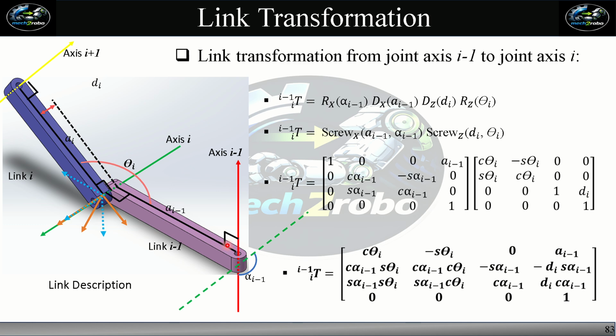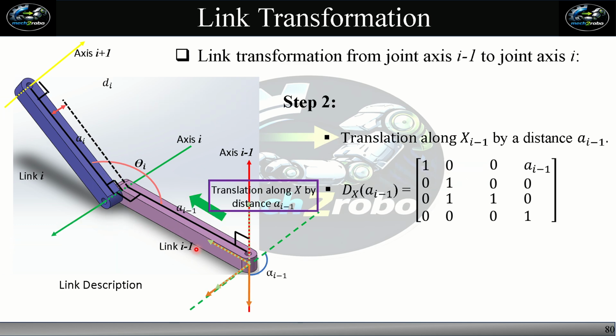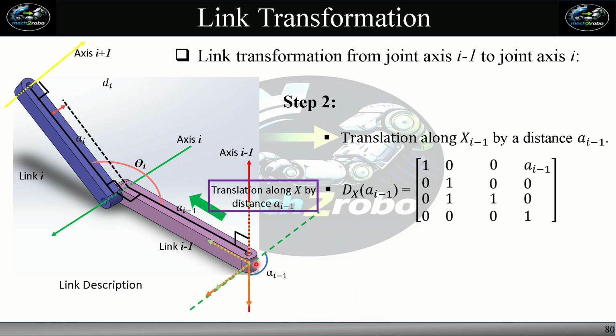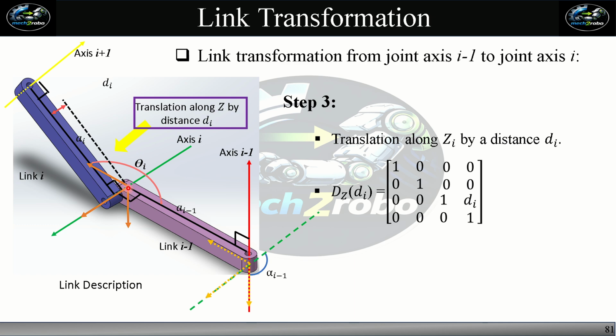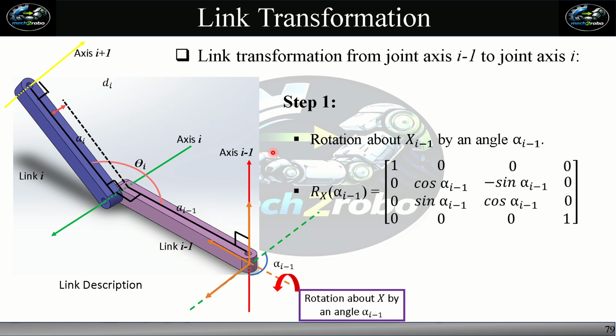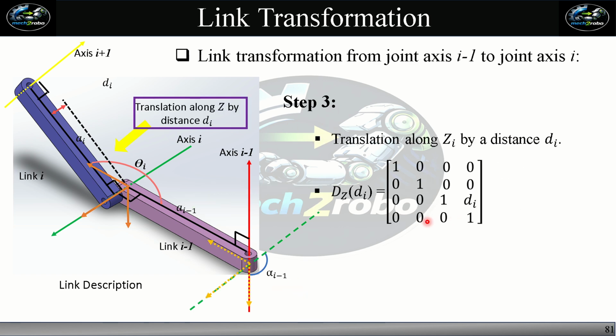We can once again see the final position and the initial position. From the start, first it rotates, after that it translates, then it translates again, and then it rotates, and thus we get the final position. To get the whole mathematical equation for the transformation from joint axis i minus 1 to i, we just multiply the four matrices which we obtained in the 4 steps. These are the matrices obtained for the first step, second step, third step, and fourth step.